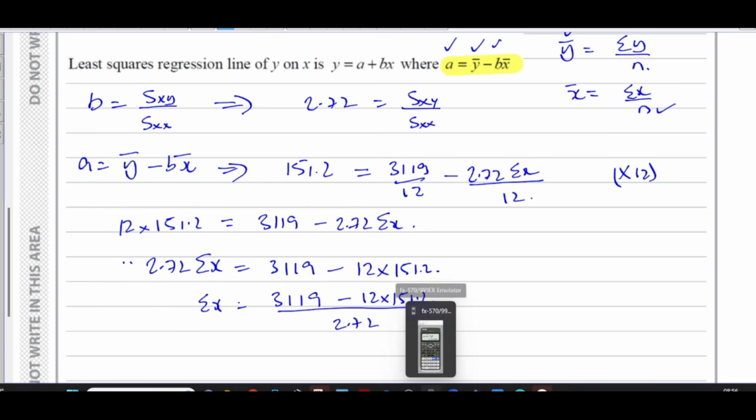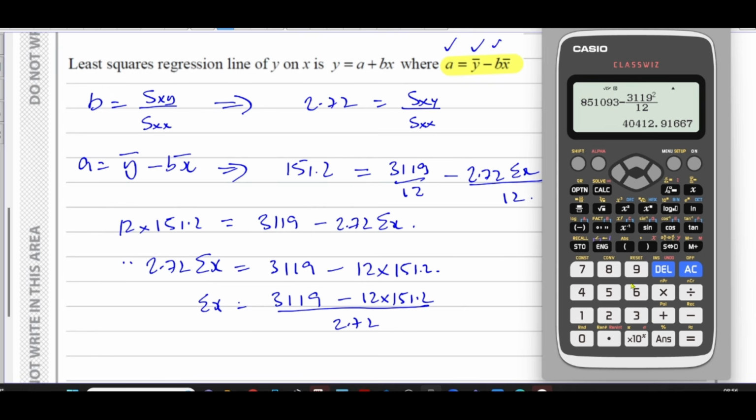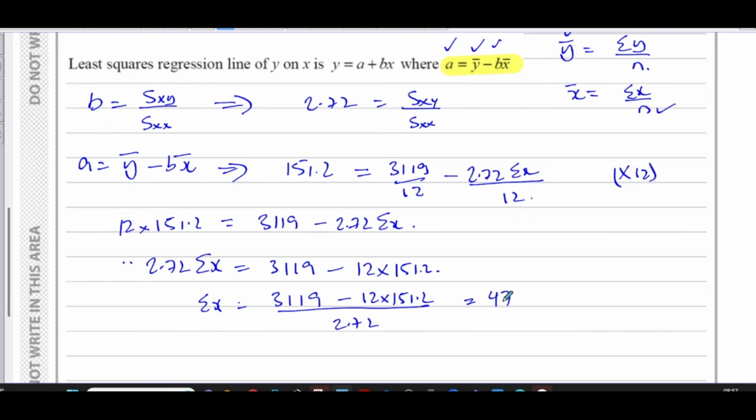So I'll have here 3,000... I'm going to store this as A in case I need it again. But I have here now 3,119 minus 12 times 151.2 divided by 2.72. Now that gives us 479.632. So that's the sum of x. So I found the sum of x.